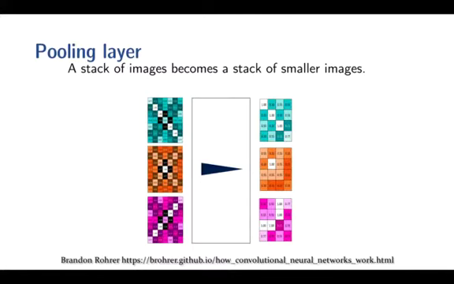So what does a pooling layer do? A stack of images remains a stack of images, but it becomes a stack of smaller images. So what was the convolutional layer doing? A single image becomes a stack of images in a convolutional layer. In a pooling layer, a stack of images becomes a smaller stack of images.